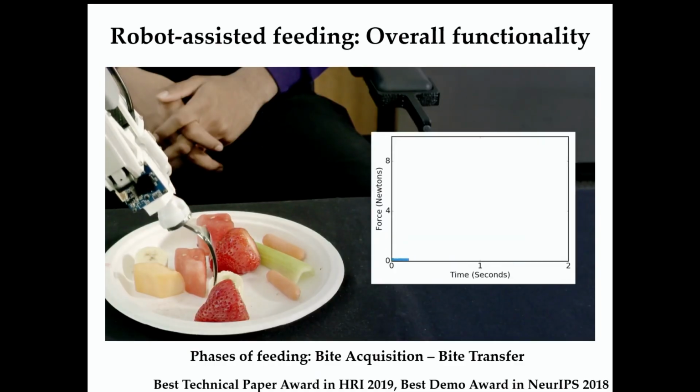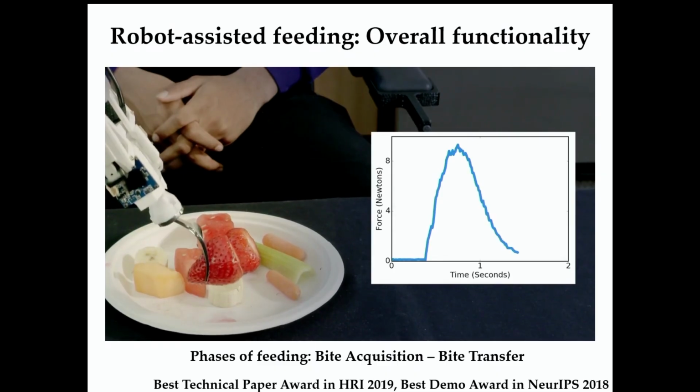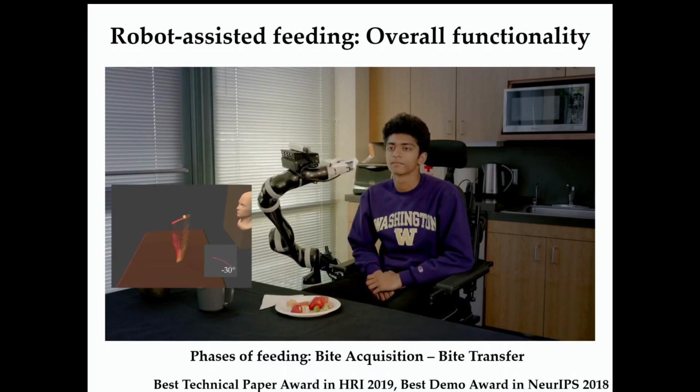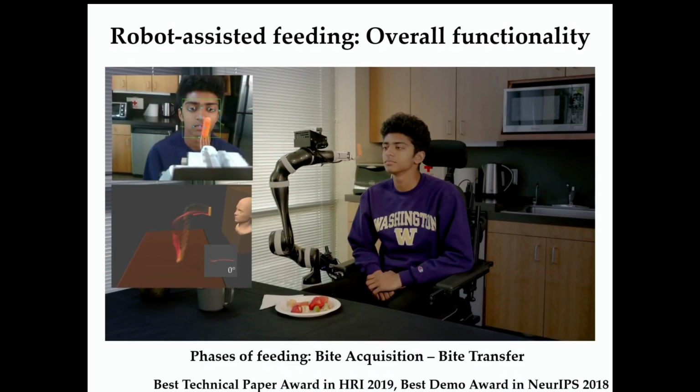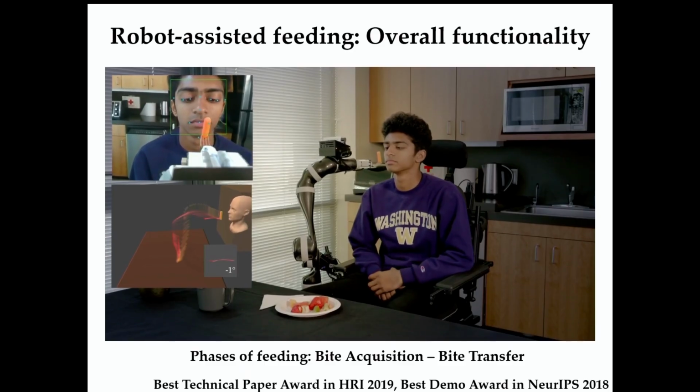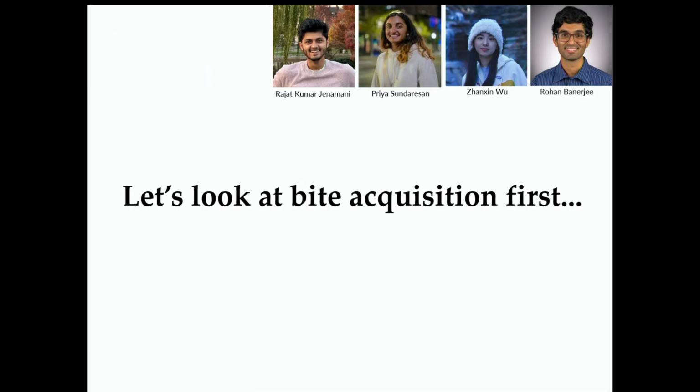The reason I want to show you this video is to show that the way we have dealt with this robot-assisted feeding problem is we have divided it into two phases. One is bite acquisition, which is how do you pick up food from a plate, and then bite transfer: how do you transfer food to somebody's mouth? So let's look at bite acquisition first. I'm going to talk about the different technical aspects of how we actually develop these systems, but it's not going to be possible for me to do a very deep dive, and you can ask me questions for each of these.